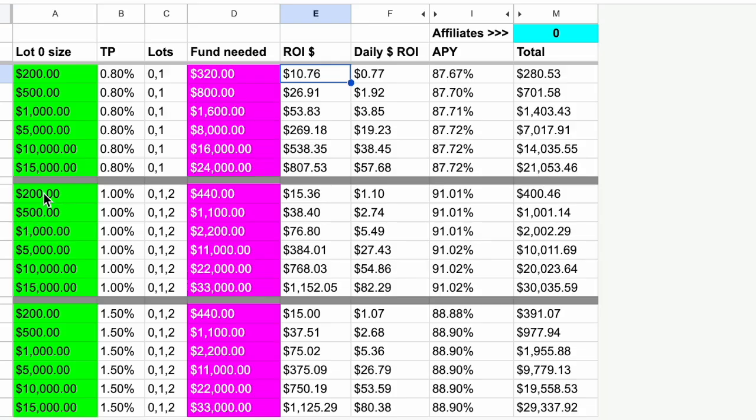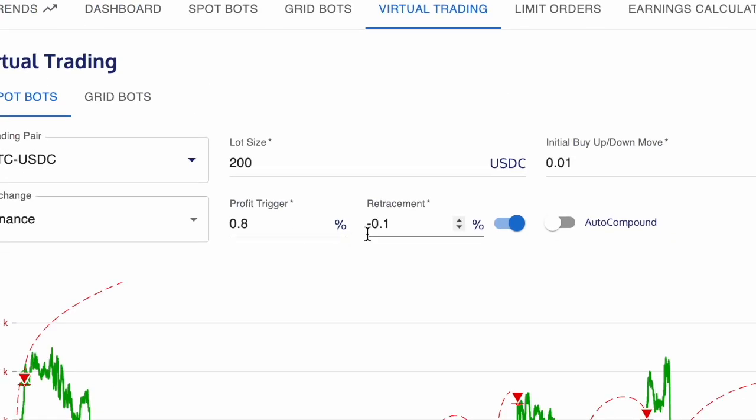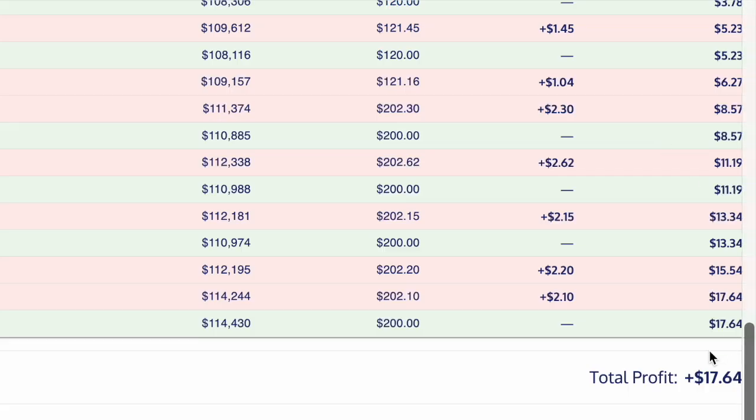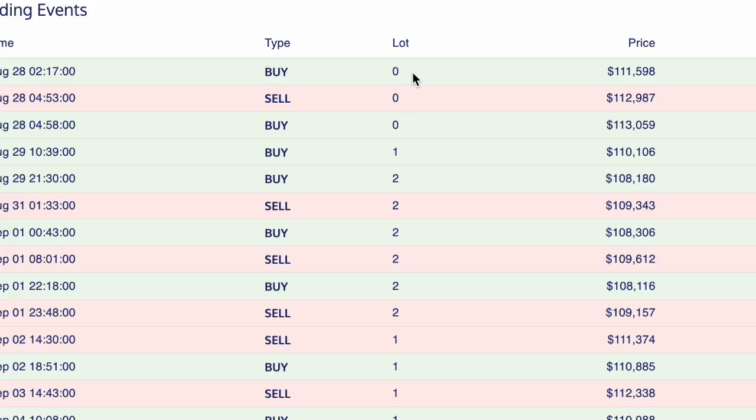Now the next simulation I did, I went back to the $200, but this time I put 1%. So I just basically came up to here and I changed this to 1%, and then I ran the simulation again. And you should see there it says 1764, and in here when I did it, it was giving 1536. So I'm going to leave it at the 1536. And as you can see here, it did lot 0, lot 1 and lot 2.